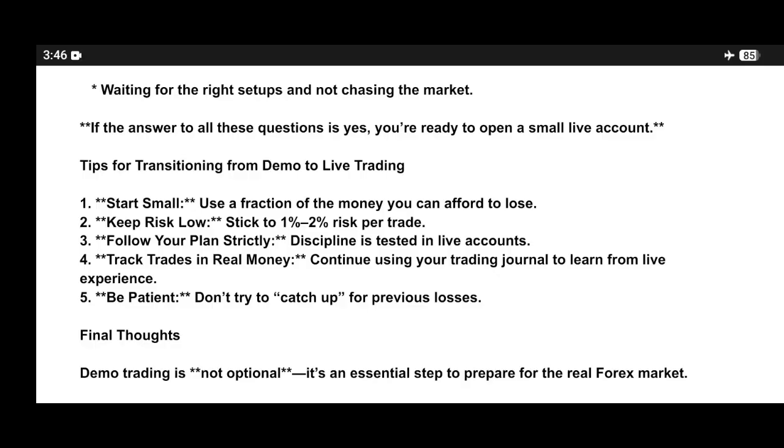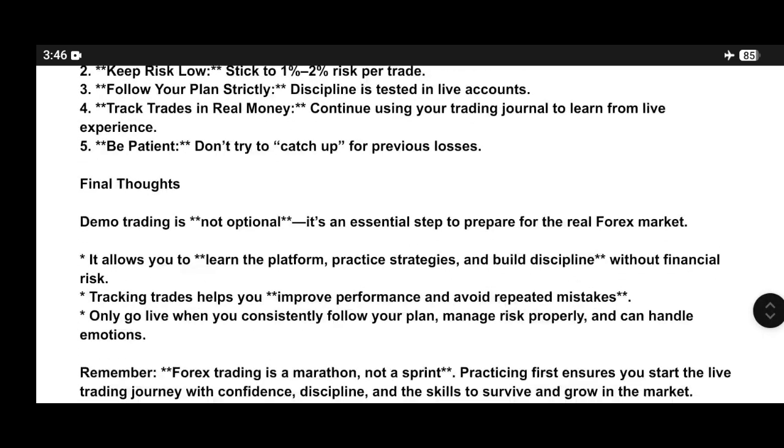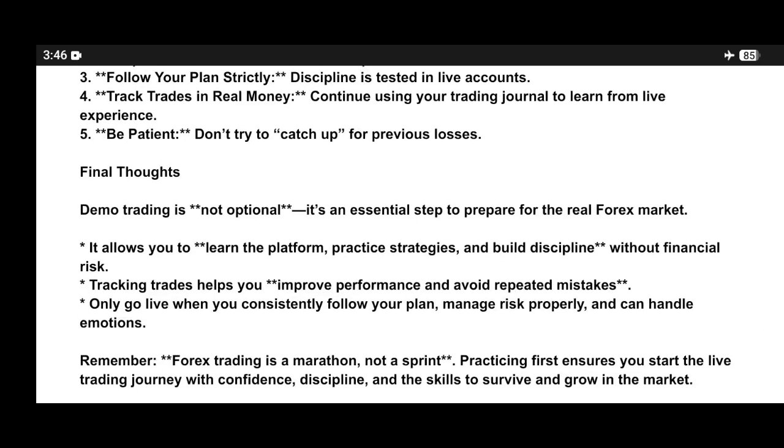Number 4, track trades with real money. Continue using your trade journal to learn from live experience. Number 5, be patient. Don't try to catch up for previous losses. Are you getting me? Now, my final thought on this is this: demo trading is not optional.